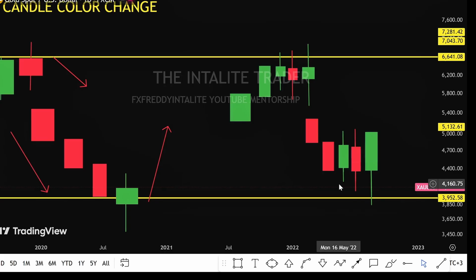Sellers are pushing price lower. You get a candle color change. Sellers are no longer in control of this trend. Buyers are willing to step in. Loss of momentum, profit taking, no longer in control. And see what happens. Buyers can step in and push price higher.